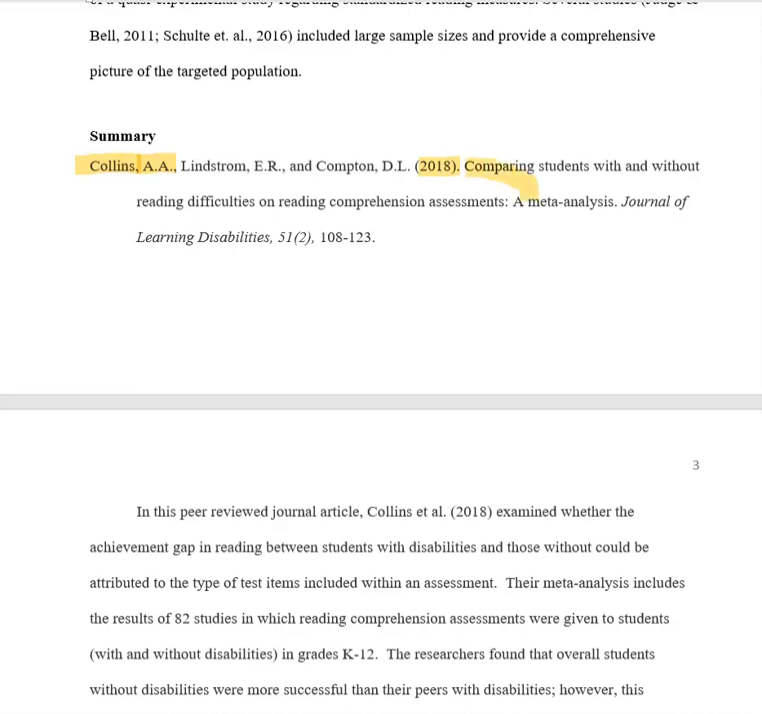Then comes the title. I still can't use this correctly. The title of this particular article. There, that's better. See, I told you I was learning this. Then you are going to have the name of the journal, and notice that it is in italics, and then the volume, and then the pages. This is the traditional and acceptable APA style for a reference.